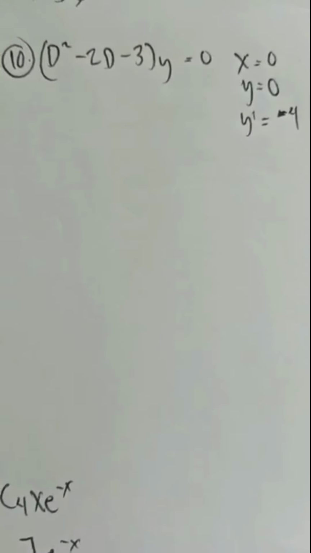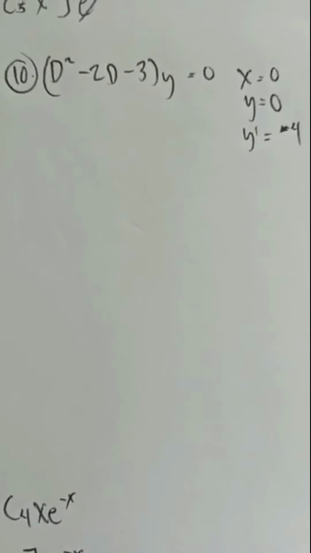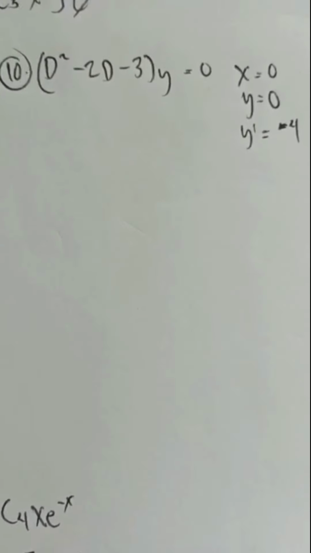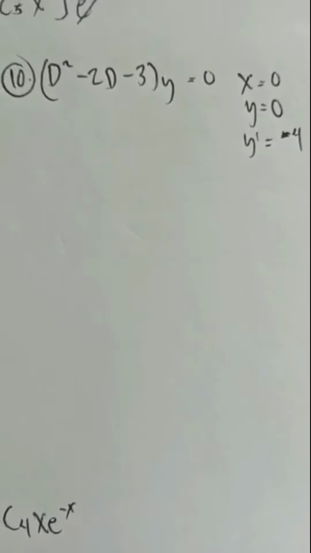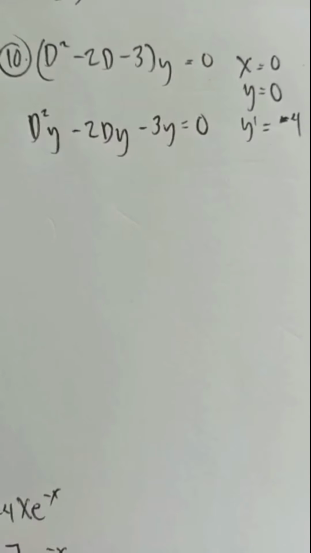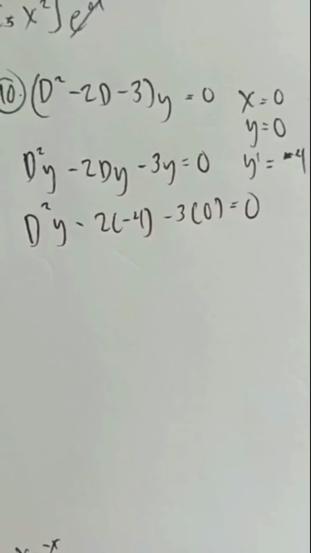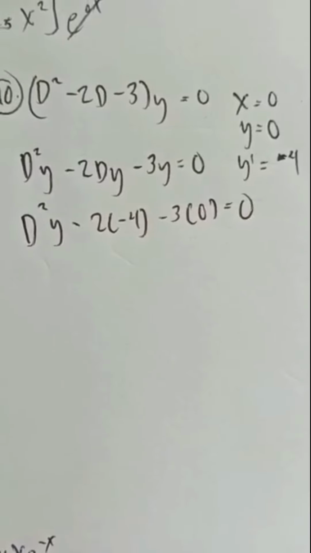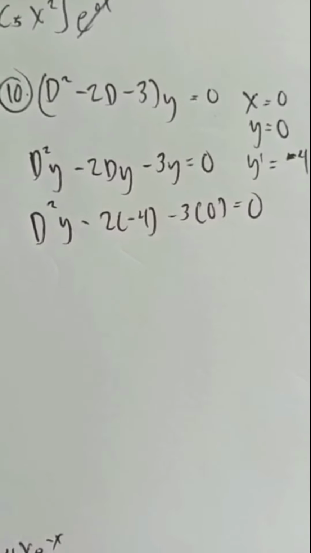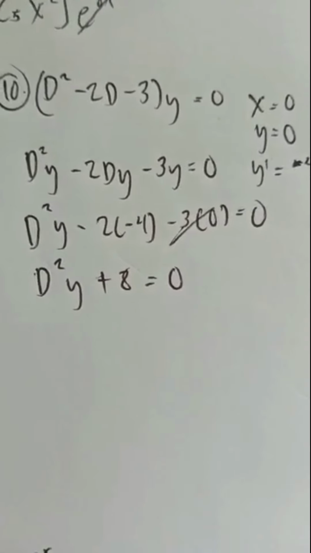Next, ang given dito is quantity d squared minus 2d minus 3 quantity multiplied to y is equal to 0 when x is equal to 0, y is equal to 0, and y prime is equal to negative 4. Distribute y, this will become d squared y minus 2dy minus 3y is equal to 0. Substitute the given values, magiging d squared y minus 2 times negative 4 minus 3 times 0 is equal to 0. Solving this one, magiging d squared y plus 8 is equal to 0.